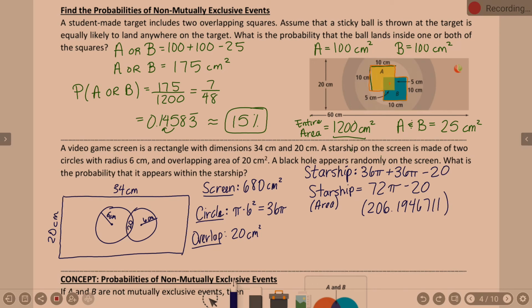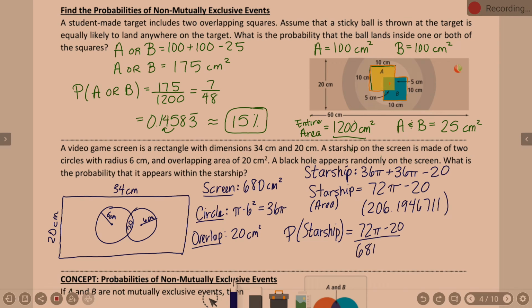How do I do the probability of the starship? Because a black hole randomly appears on the screen. What's the probability that it appears within the starship, right? So we need to find the probability it appears within the starship. How are we going to do that? Okay, she says put it over 680, it being the 206 number. Or, honestly, how I have it written in my notes is 72 pi minus 20.